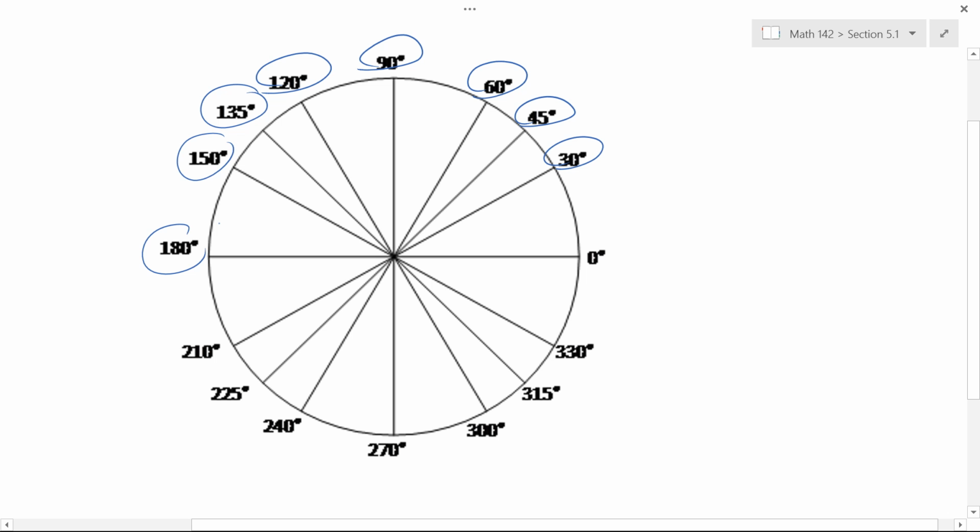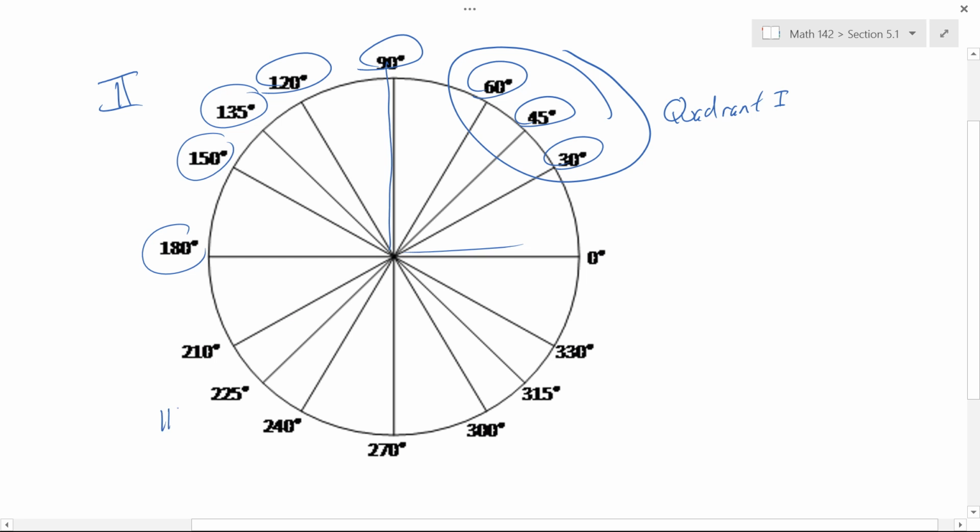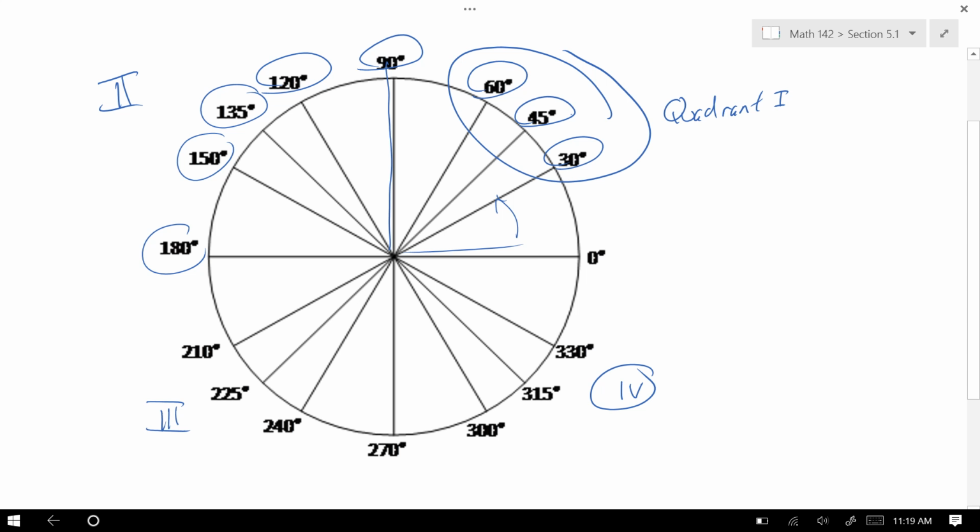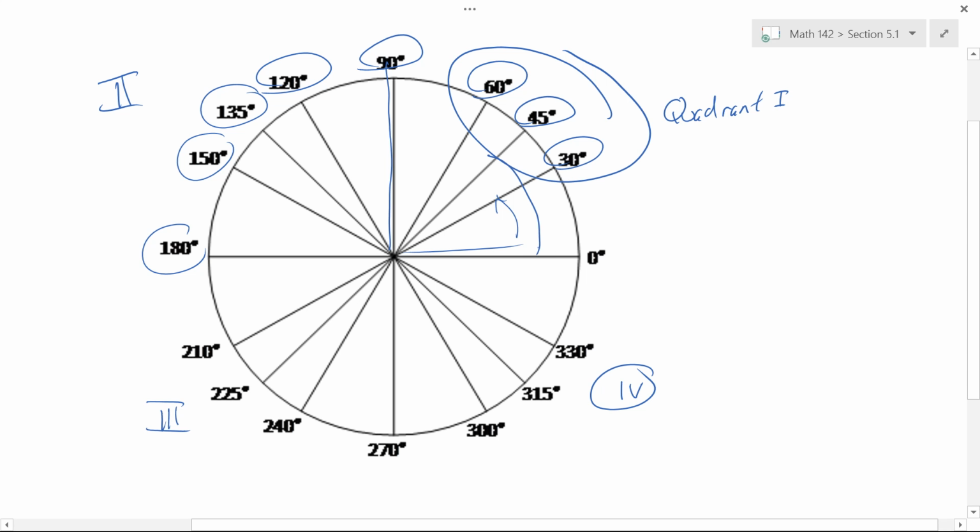Okay. What's important to note is that if I look at the first quadrant, this is called quadrant 1. This is quadrant 2, rotating around in a positive direction. Here's quadrant 3 and quadrant 4. Okay. This angle is 30 degrees. Here's 45 degrees. There's 60, and then a quarter circle's 90.